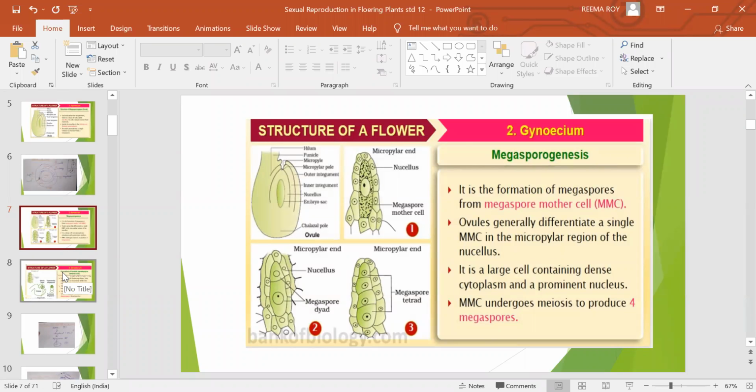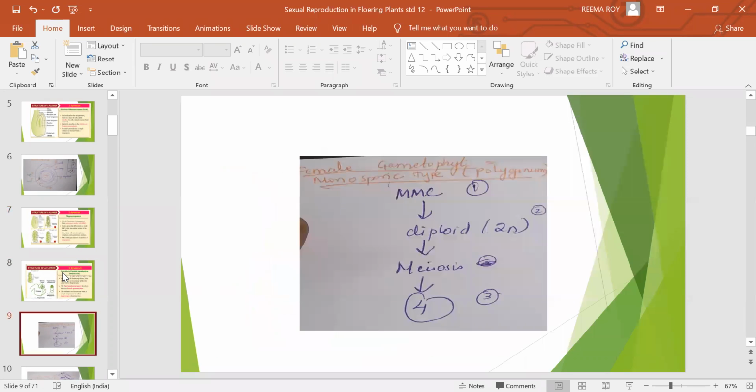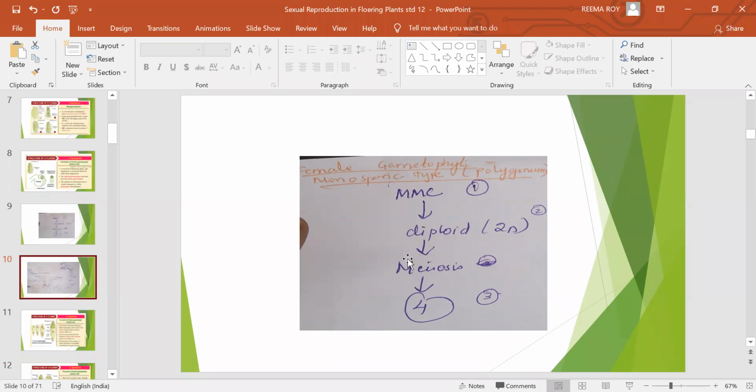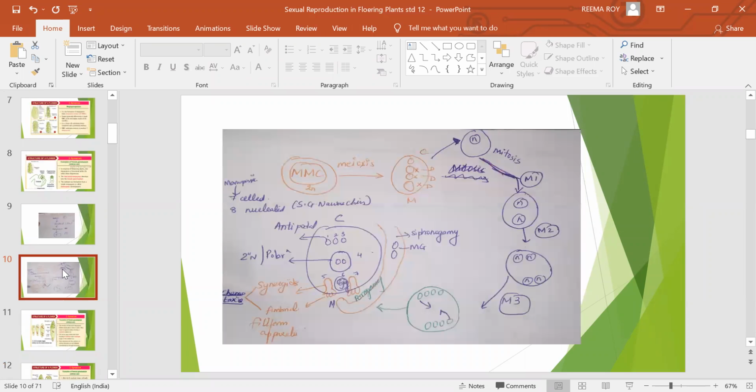Okay, okay, okay. And then we are saying the mega mother cell, that is MMC, is always a diploid. Diploid means 2n. This diploid always will undergo meiosis and forms a linear tetrad. This is a pictorial thing which I have mentioned. This is a mega mother cell. It is always diploid, that is 2n. And whatever it is 2n, it will undergo meiosis. And it will form a linear tetrad.